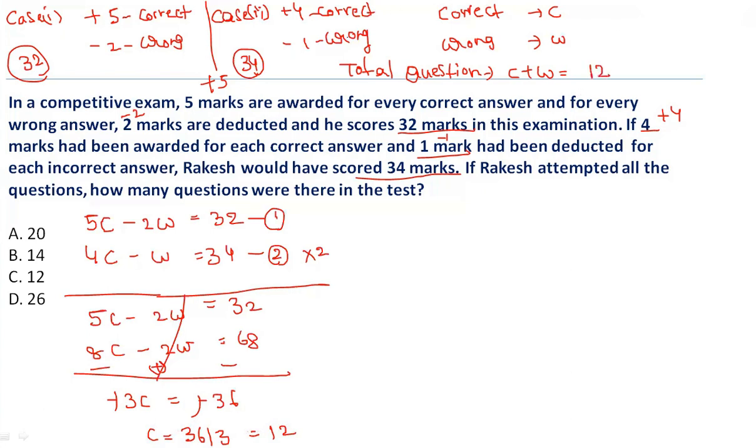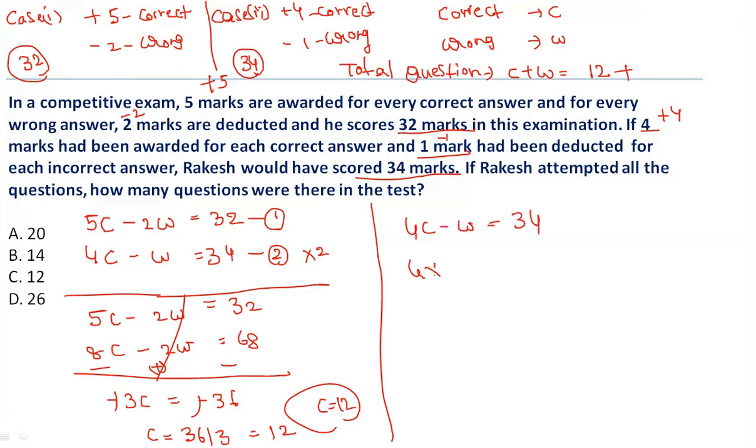But now you can't mark the answer. You have to find the value of W also, because C plus W will give you the answer for the question. Now with the help of C equal to 12, you can substitute in any of the equations. I'm taking the second equation before multiplying it by 2: 4C minus W is equal to 34. So 4 into 12 minus W equal to 34. 12 fours are 48, so 48 minus W equal to 34. Rearranging, minus W equal to 34 minus 48.